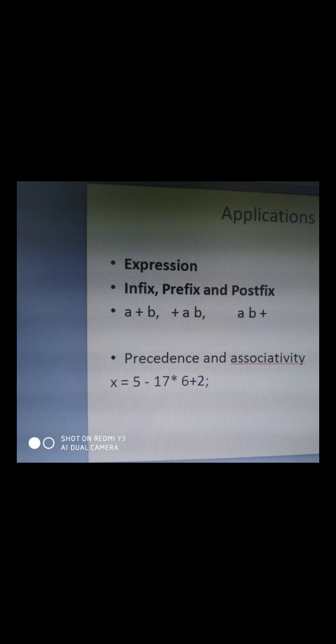Okay, so you can go through the video. This is the basic theory concepts, and regarding the expression evaluation problems, I will solve them in my class.